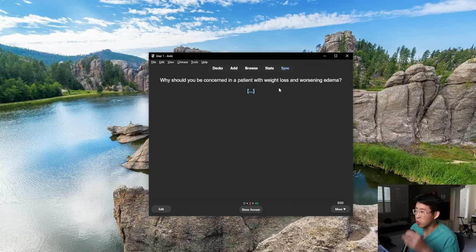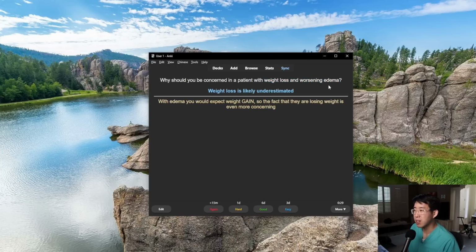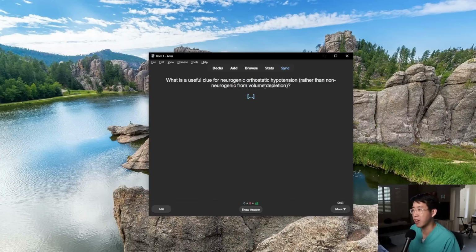Why should you be concerned in a patient with weight loss and worsening edema? This is an old one that I learned a long time ago, but I thought I'd make a card on it to have that spaced repetition, because it's an important teaching point. If somebody is having worsening edema, you would expect them to be gaining weight. Heart failure patients are accumulating fluid. Cirrhotic patients are getting fluid overloaded. You get weight gain. So when you have weight loss and edema, this is telling you that the amount of weight loss they're having is likely underestimated. They're actually losing a ton of weight if you're seeing some weight loss and worsening edema. It underscores how much weight loss they're having.